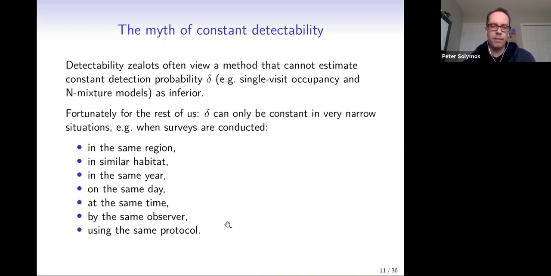Otherwise, if you are spreading your effort across multiple regions or happen to visit different habitats over multiple days throughout the season, then you might see that delta varies, and as a result, you might need methods that can deal with that variability. So this constant criteria becomes almost irrelevant.